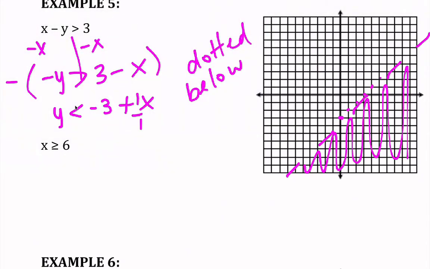On my next one, notice y is missing, so it's a weird one. It's only x, so I know it's going to be a vertical line. That's going to help me because I know that's going to be a vertical line. So first, let's put a dot on the x-axis at 6.